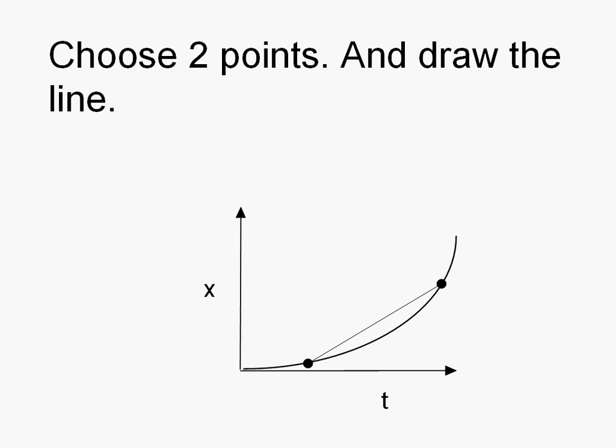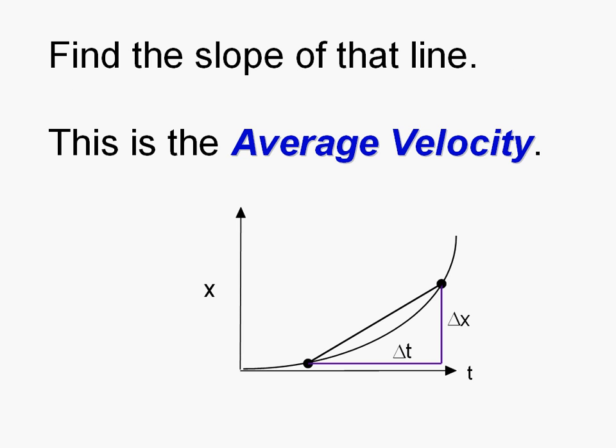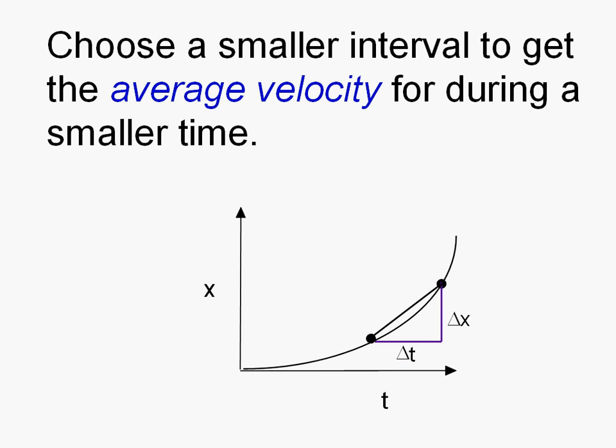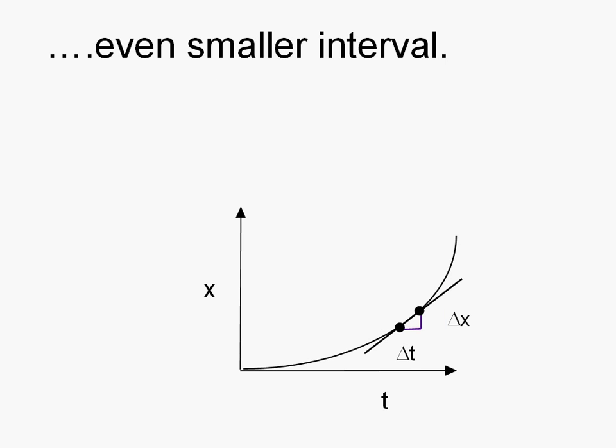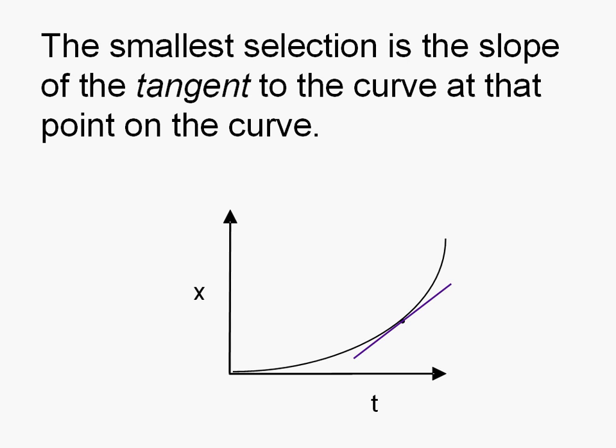If we choose 2 points and draw a line, we can then find the slope of that line, and that slope will give us the average velocity. If we want the average velocity for a smaller interval, we just choose 2 points that are closer together. Even smaller, the smallest selection is the slope of the tangent to the curve at the point on the curve.